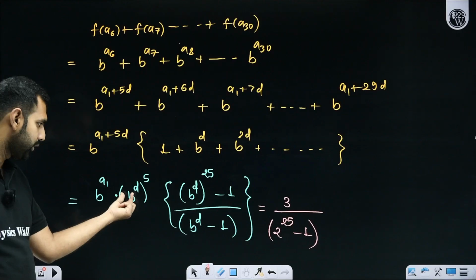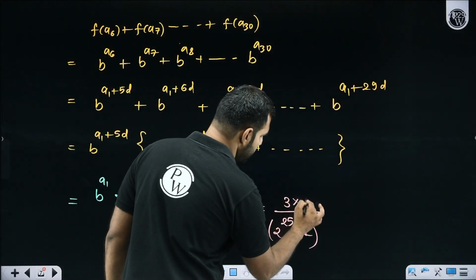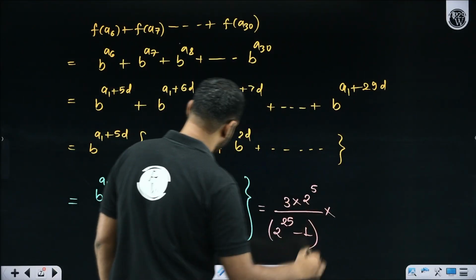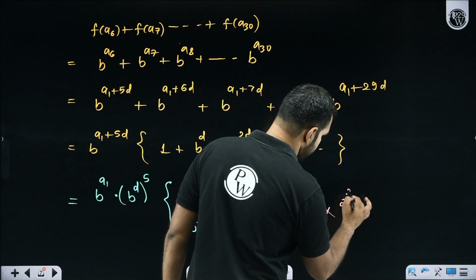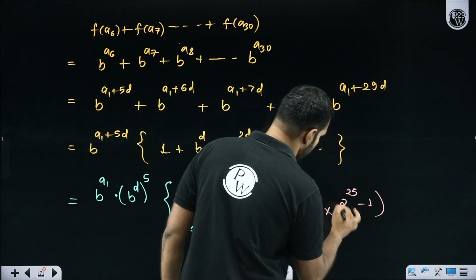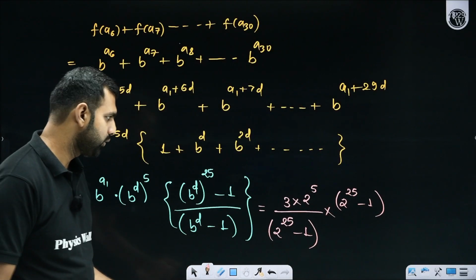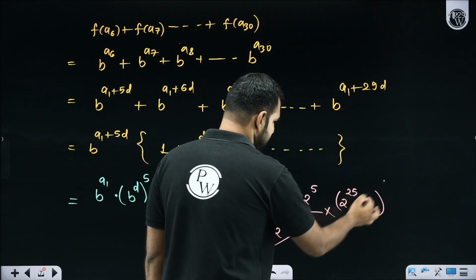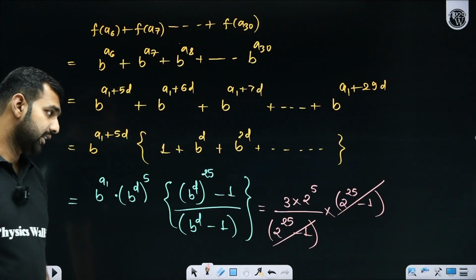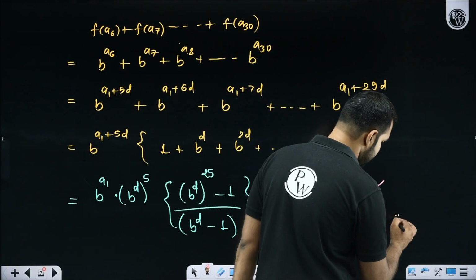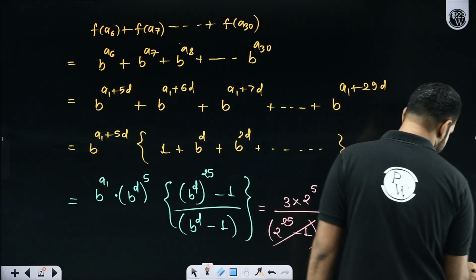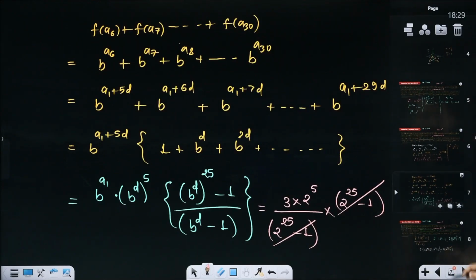B to the power d is what? 2. So this is 2 to the power 5. Yes or no? Into b to the power d, which is again 2. So it is 2 to the power 25 minus 1. Yes or no? And this is 2 minus 1, which is 1. So I don't have to write it. And this and this are cancelled. 2 to the power 5 is 32. 32 into 3 is, I think, 96. Yes or no? So my answer to this question will be 96.